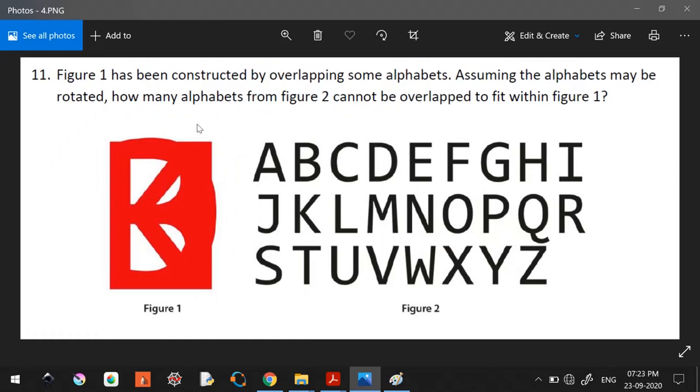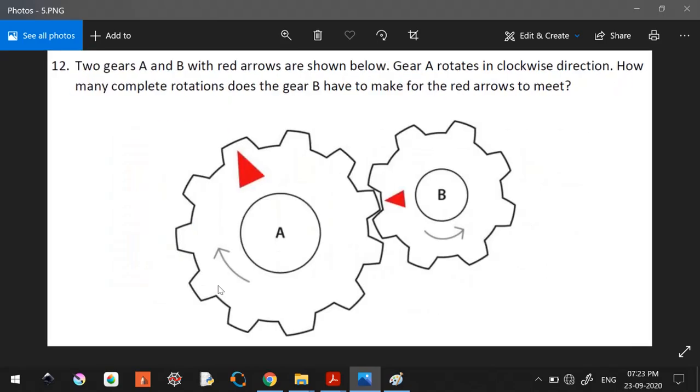And another question which is on words. Given this particular shape in figure 1, we have to identify how many alphabets given in figure 2 will fit this particular configuration. That's what we need to check. So this calls for visual analysis.